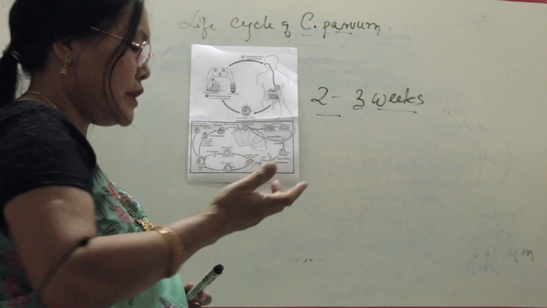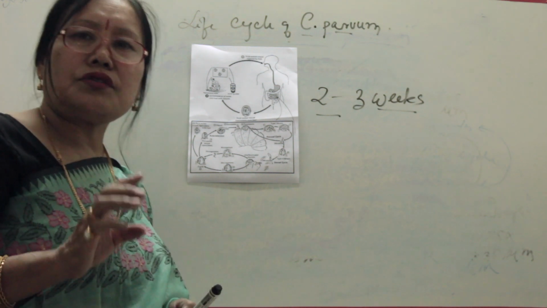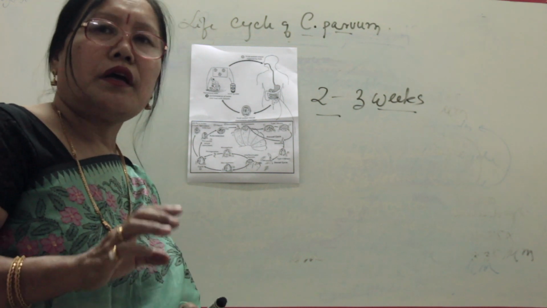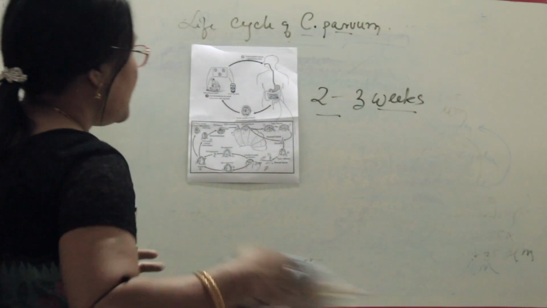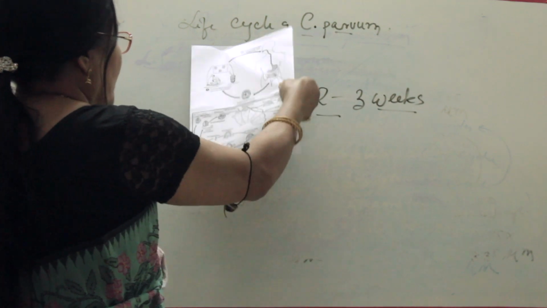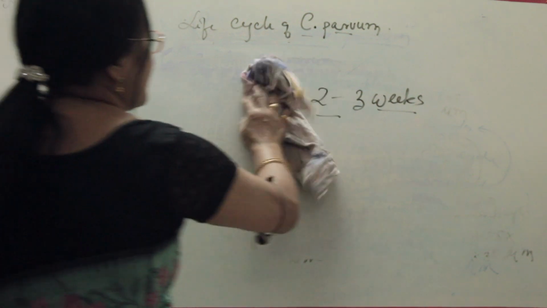This is all about the life cycle of Cryptosporidium parvum. Then, the next is the disease, that means pathogenicity.